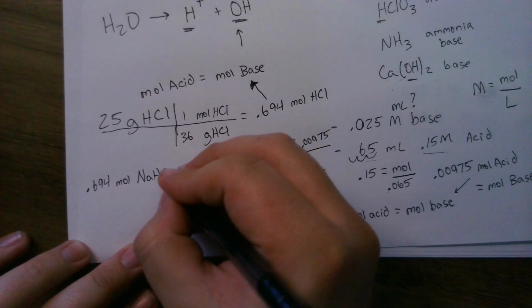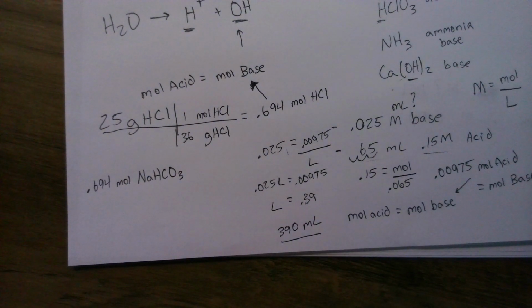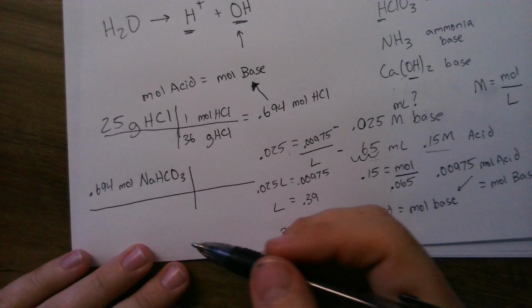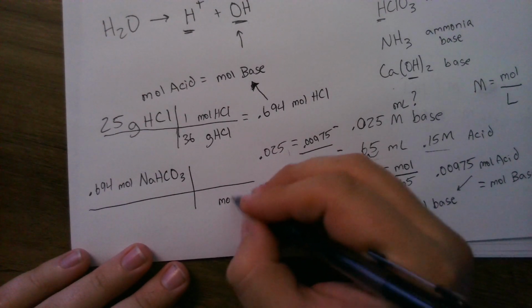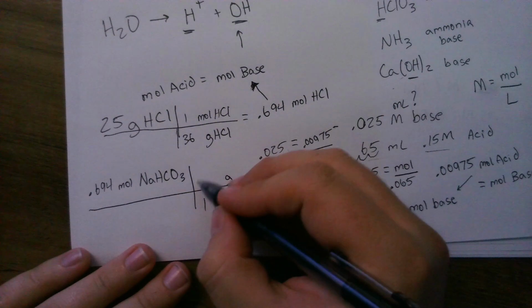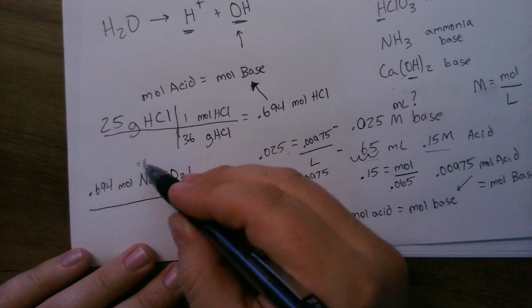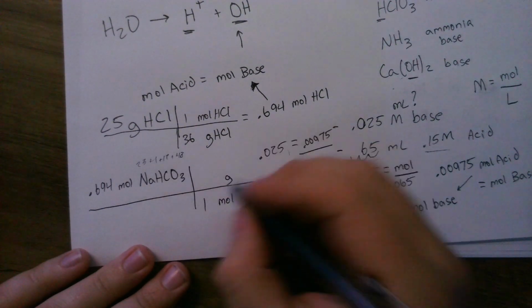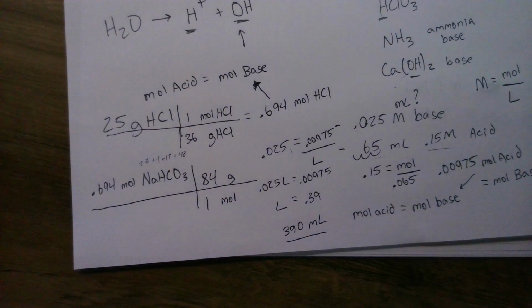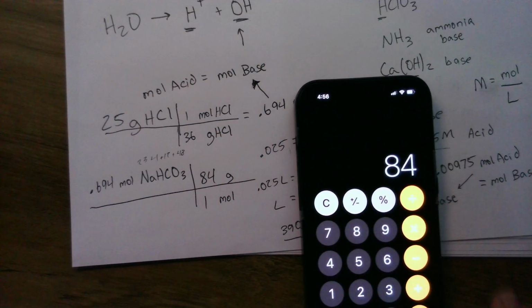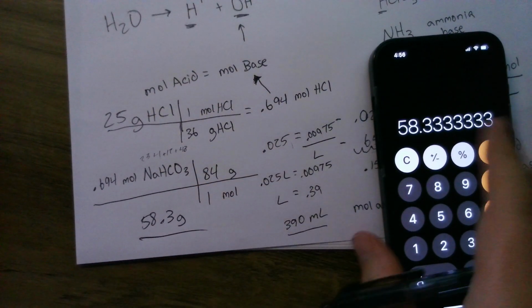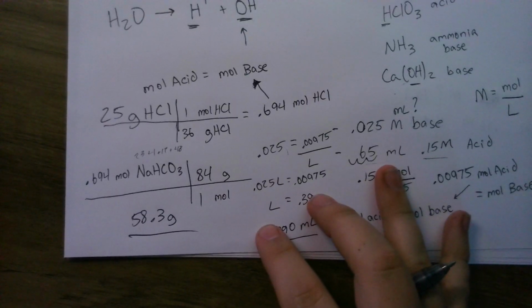Baking soda's formula is NaHCO3. I wouldn't expect you to know that. We do use it occasionally, but that's okay. I just need to convert this to grams. The problem is asking how many grams of that I need. So I have moles, I'll just convert it to grams. Moles to grams, 1 mole: this is 23 plus 1 plus 12 plus 48, 60 plus, that's 84. Just take my number times 84. 58.3 grams of baking soda, which is kind of cool.